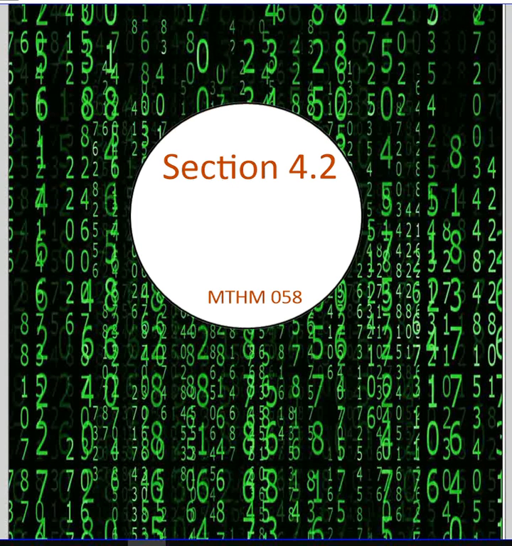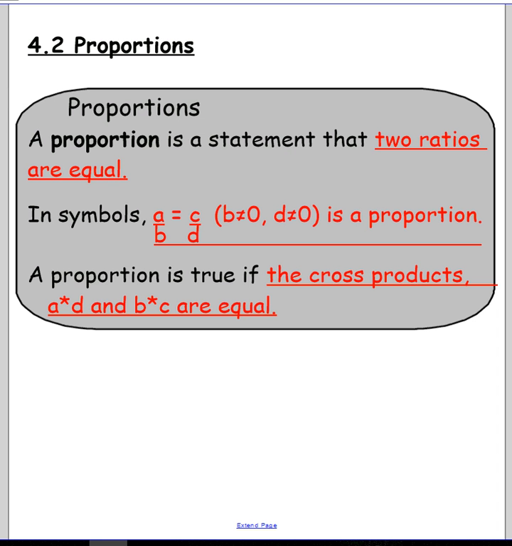In this video, we're going to be looking at section 4.2. And in 4.2, we're looking at proportions. So a proportion is a statement that two ratios are equal. So in symbols, A over B is equal to C over D is a proportion. And that is assuming that B and D cannot equal 0. We're not allowed to have 0 in the bottom of fractions in math.